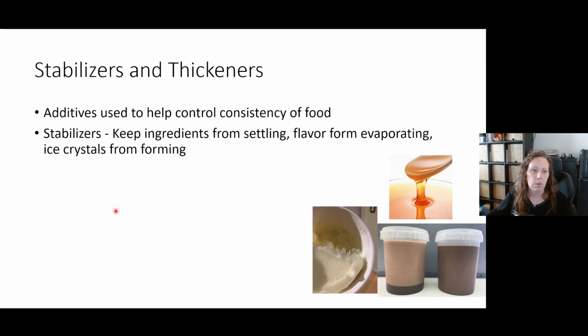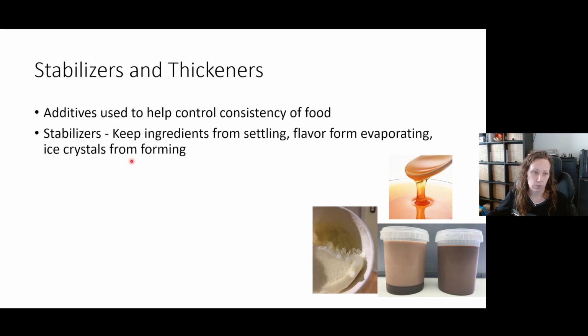So, for example, to keep ingredients from settling. When I first made this chocolate milk, it was this nice dark brown color. I don't want it to look like this, where all of the cocoa settles to the bottom. To keep flavor from evaporating. Some flavors do tend to volatilize and go away, right? We want to keep those flavors in the food product.